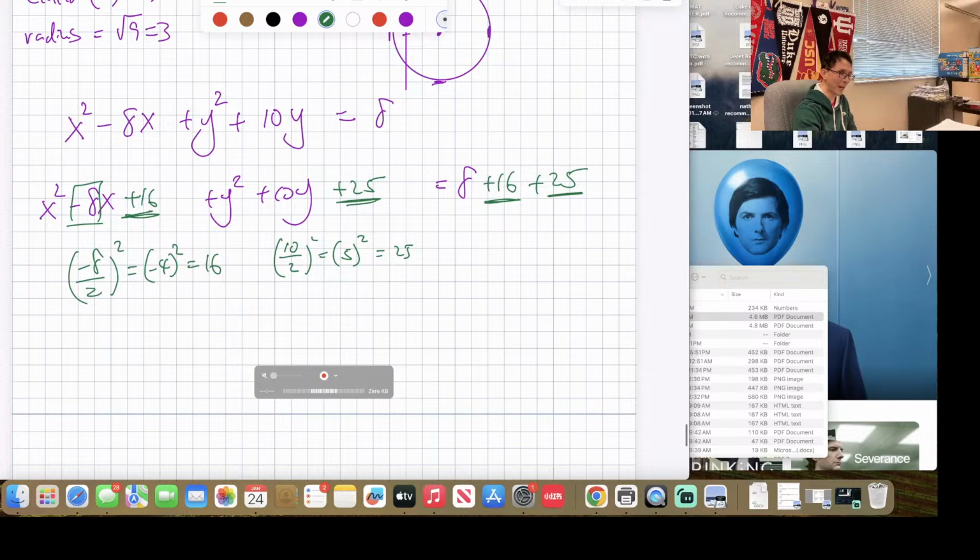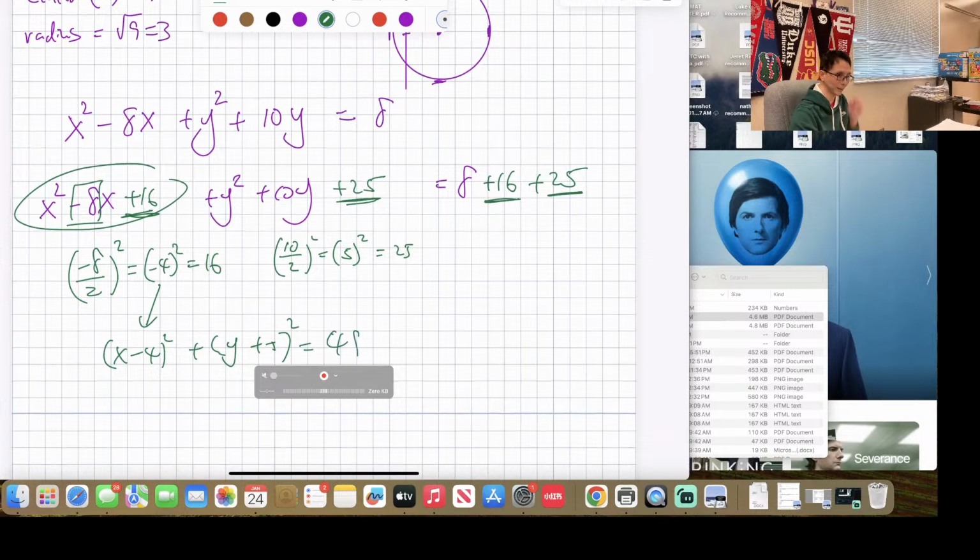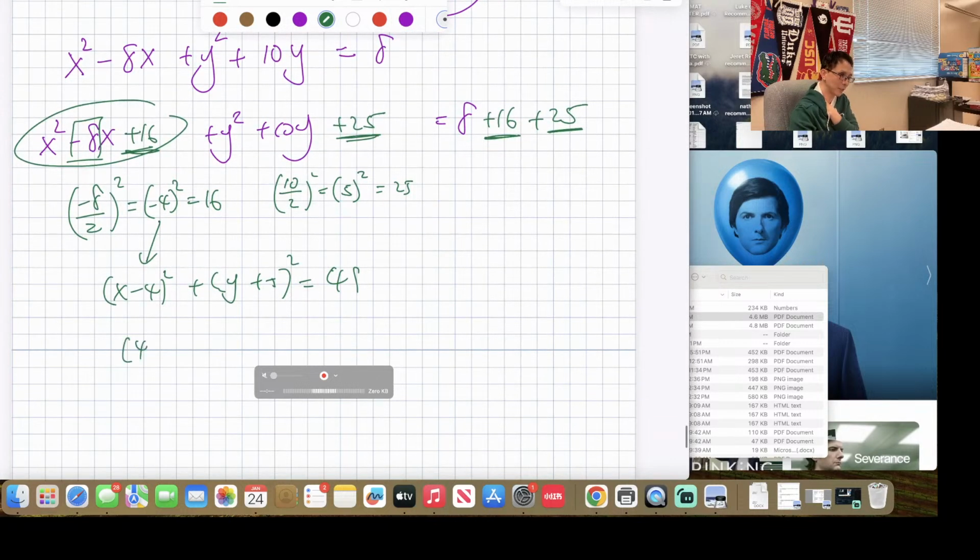So then you want to factor this. How do I factor this? Just take this. It says (x minus 4) squared plus (y plus 5) squared. That's equal to 8 plus 16 plus 25, which is 49. Do you see how to complete the square now? Now that's going to give you the center at 4, negative 5. And the radius is going to be what? 7.